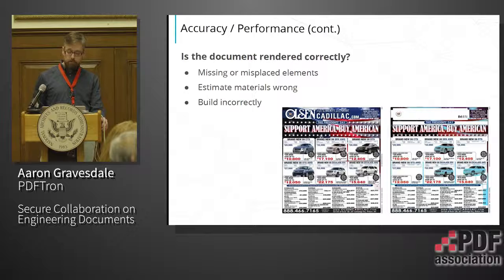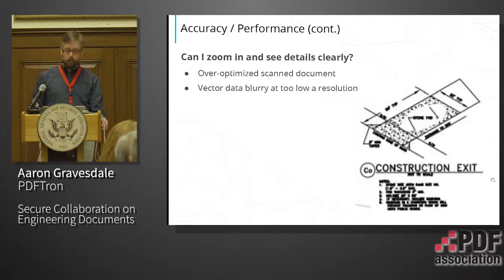So in this document, we see some missing elements, like the writing across the top there, and some of these missing cars. We see some elements actually placed incorrectly, and some content not from the original document at all appearing in the rendered version.